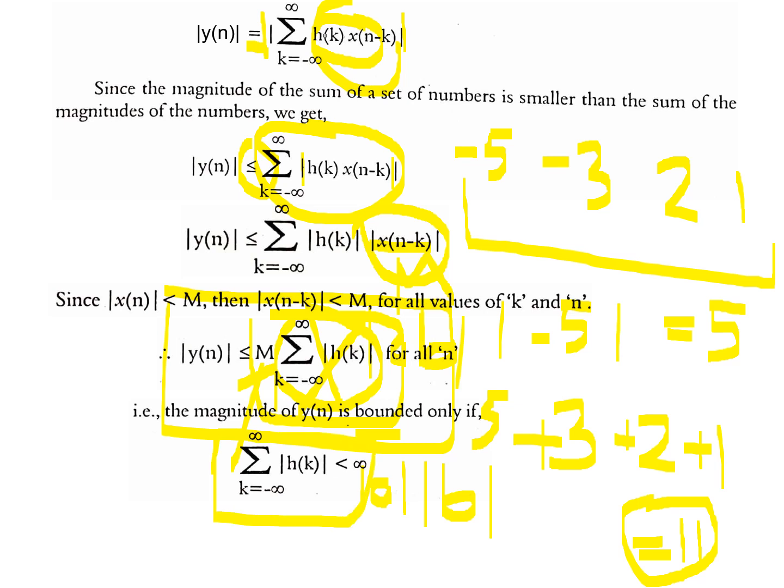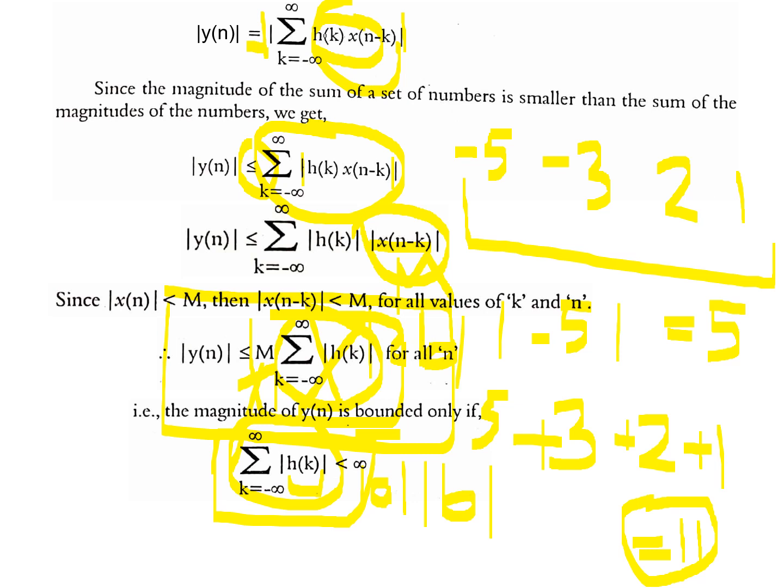Exactly this condition I am looking for. The magnitude of y of n is bounded only if the second term, that is the sum of mod of h of k, with k ranging from minus to plus infinity, results in a finite sum. What is h of k? h of k is the impulse response.